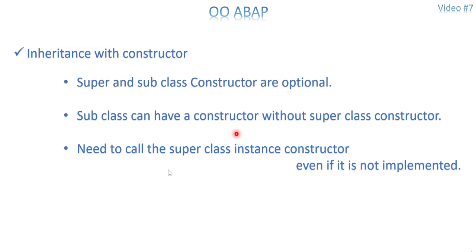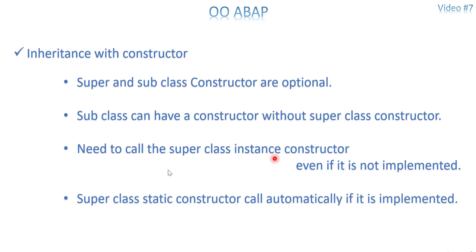And there is some syntax to be followed. You need to call the superclass instance constructor even if the superclass doesn't have an instance constructor. I'm talking about instance, not static. Even if the superclass doesn't implement the instance constructor, you have to call it using the super keyword from your subclass constructor. I will show you in the system. So if you have a subclass constructor, you have to call your superclass constructor even though it is not implemented. In future, if it is implemented, it will automatically be called. That is the syntax rule. If not, you will get a syntax error.